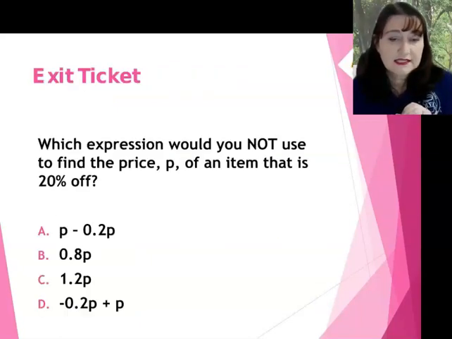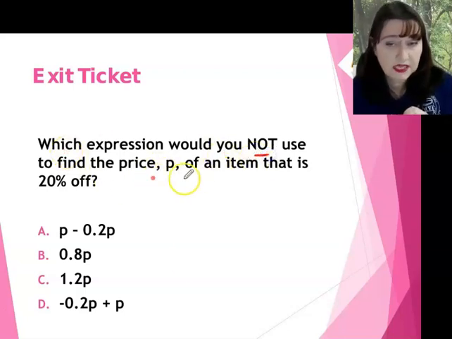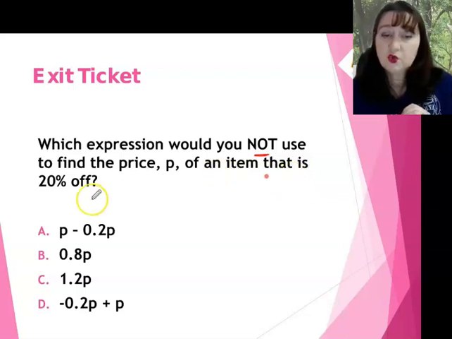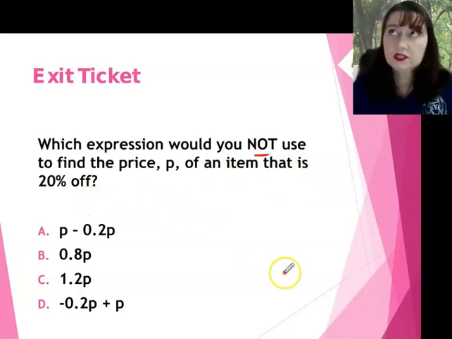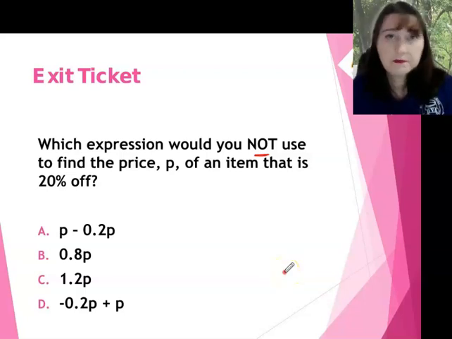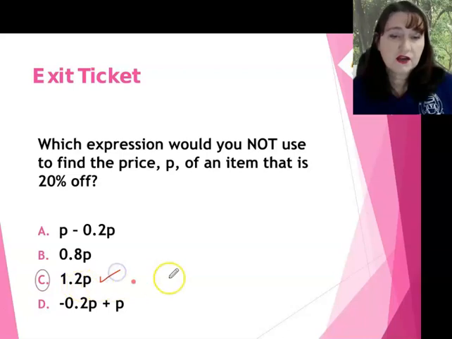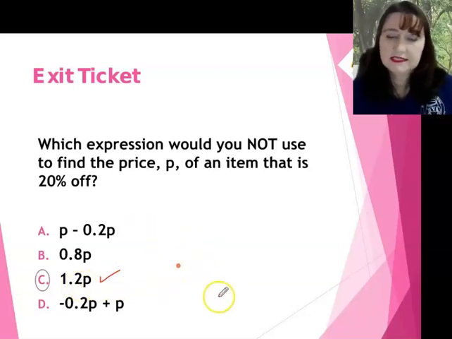And here is your exit ticket. It says, which expression would not be used to find the price for P of an item that is 20% off? So look through these, see if you can figure out, well, what is 20% off? What am I paying? And see if you can figure out which one is not the case. The answer is this one. This is actually 120%, not 20% off. You're paying 20% more, not less.